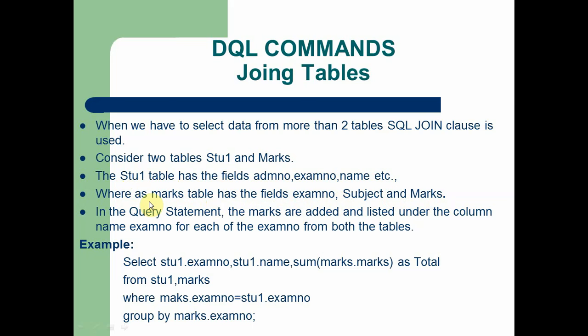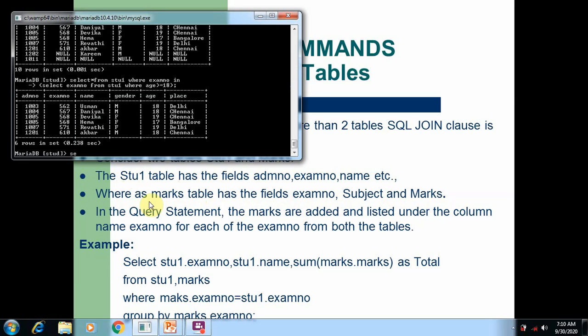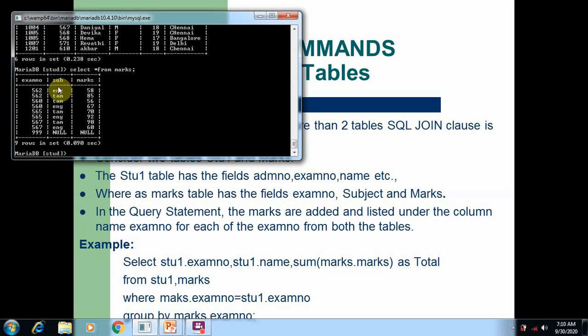This marks table was created by me already. Now you can see the marks table. Select asterisk from marks. In the marks table, you can see many rows are inserted. There are only three fields: one is exam number, another one is subject, and the third one is marks. So in the query statement, the marks are listed under the column name exam number, which is common to both tables.